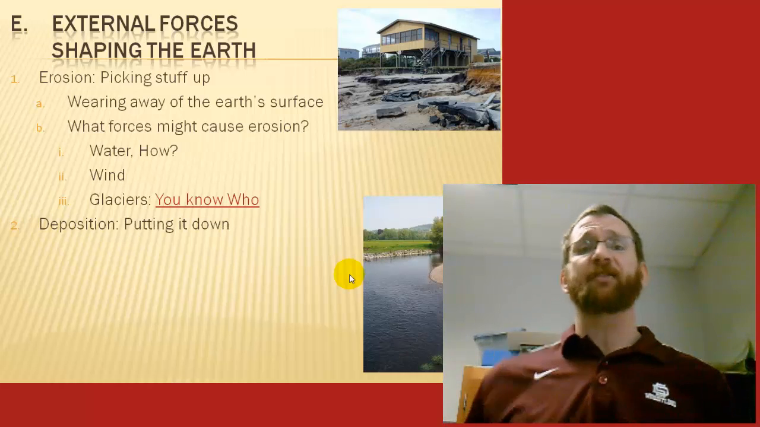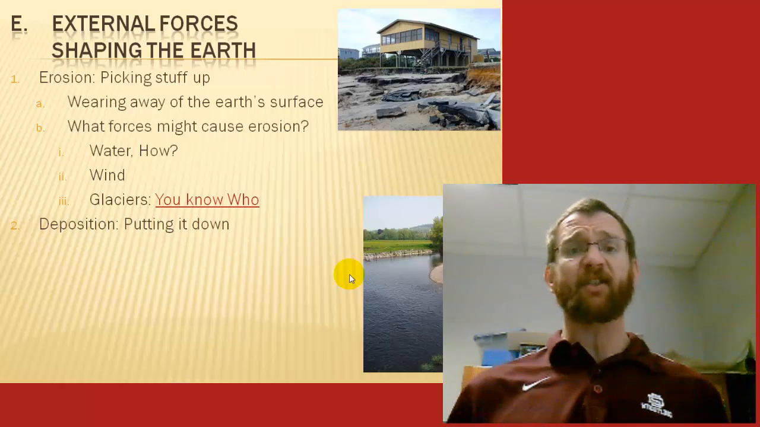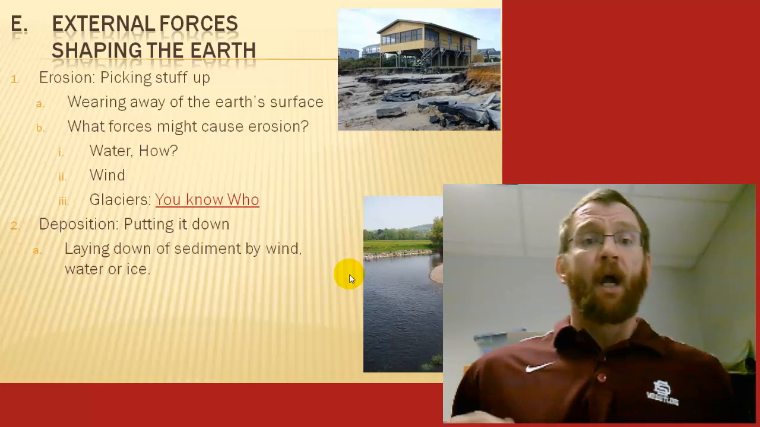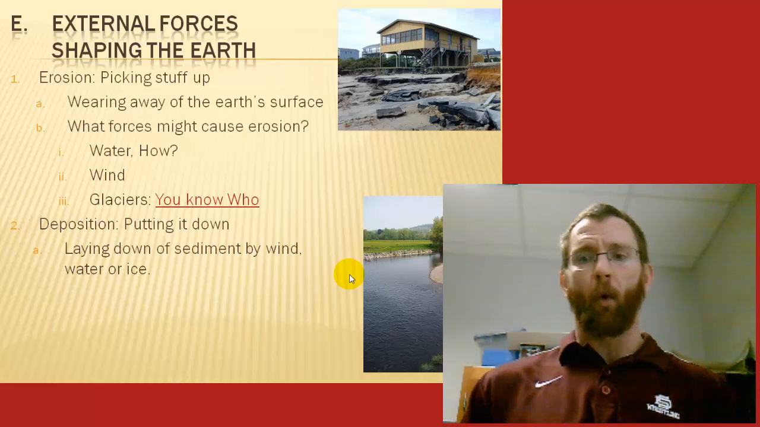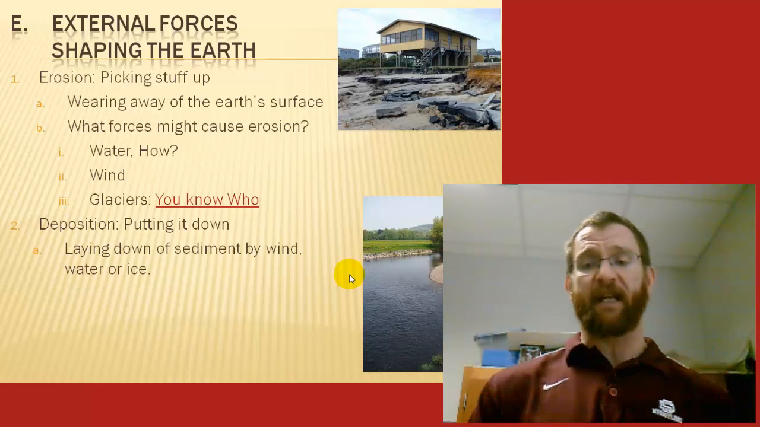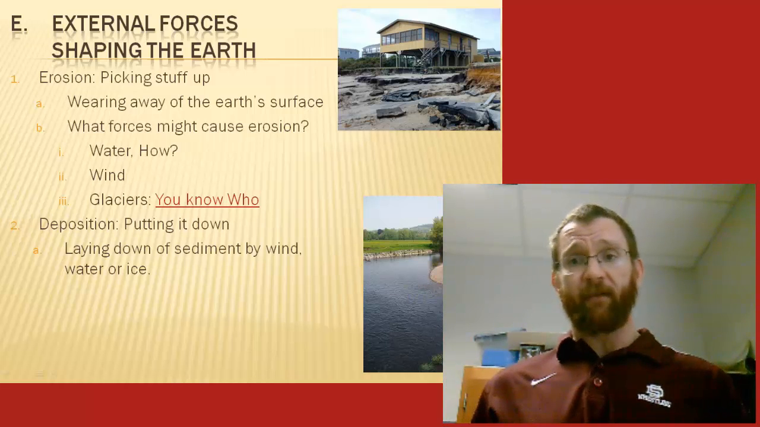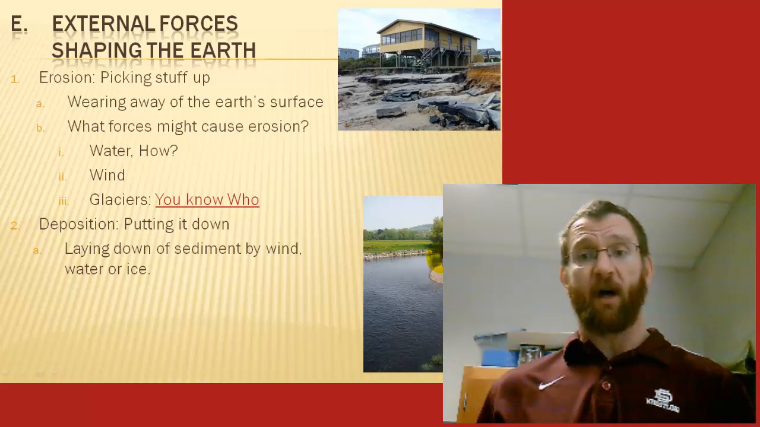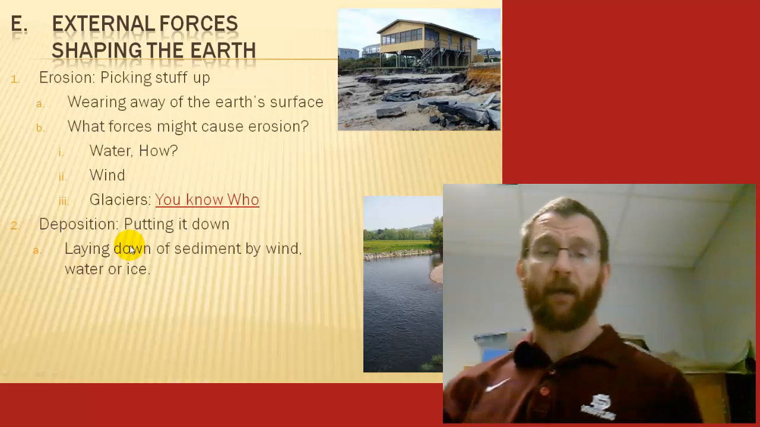The second external force shaping the surface of the Earth is deposition. Deposition is basically putting stuff down. If erosion picks things up, deposition's got to put it down. Deposition is technically phrased as the laying down of sediment by wind, water, or ice. So basically, it's picking stuff up from one place and moving it to another. Here you can see on this river, this bank is an example of deposition. This river is going to erode, drop things off here, pick up speed on the other side, and it'll drop other sediment off on the other side.